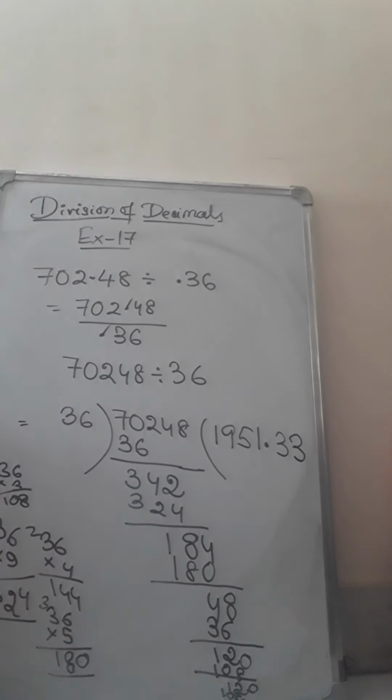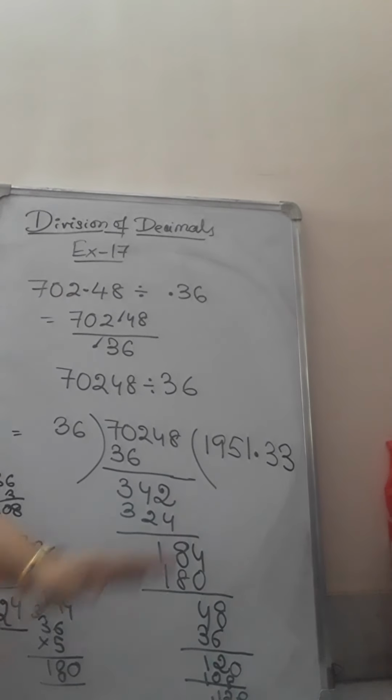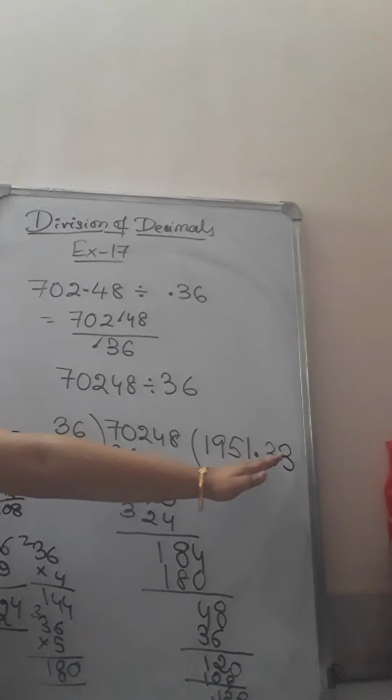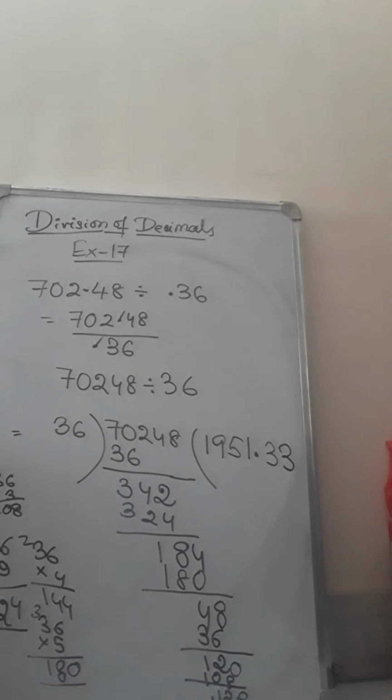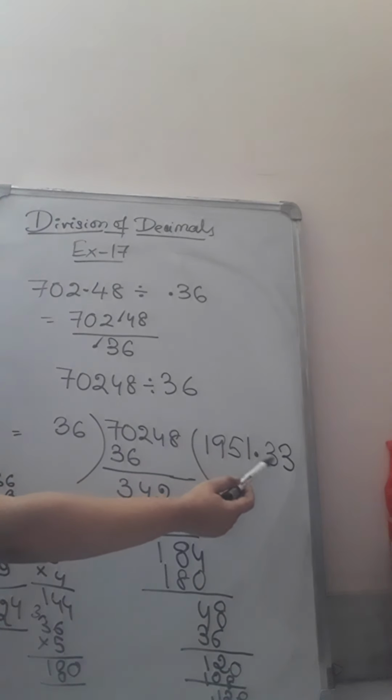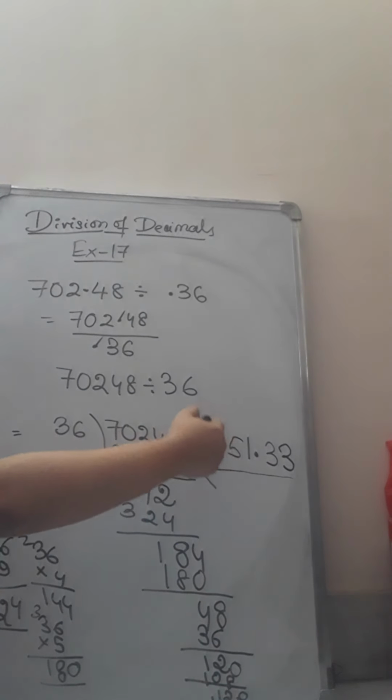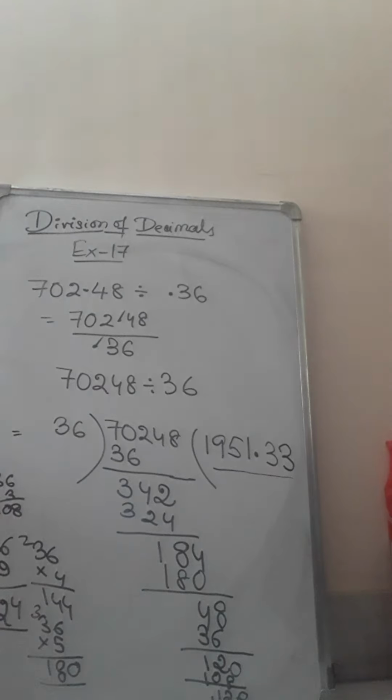So this type of sum is known as a recurring decimal, because it will not end. You will get 0.3333 like this. So stop after going 2 decimal places. You have to stop over here. So this is the quotient, or this is the answer of the division.